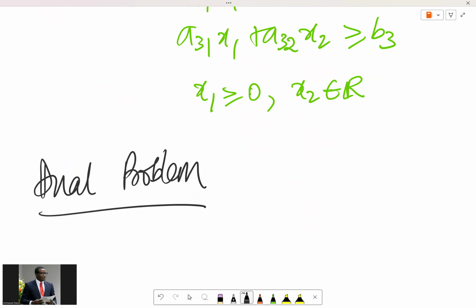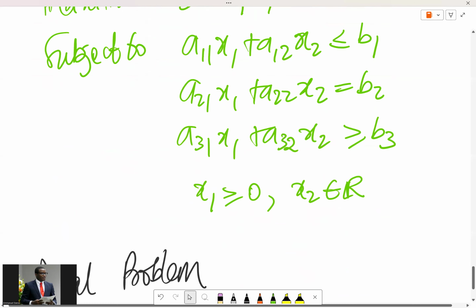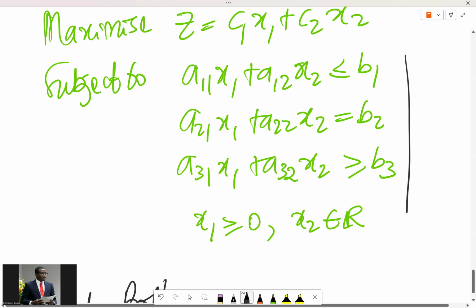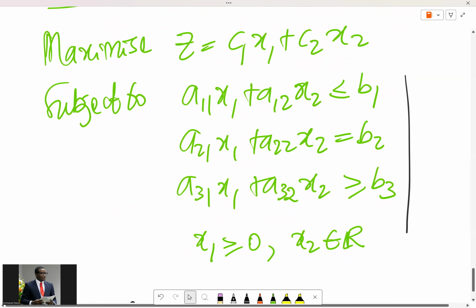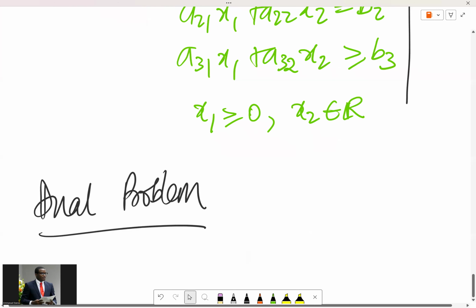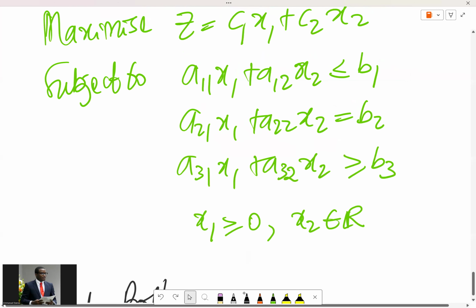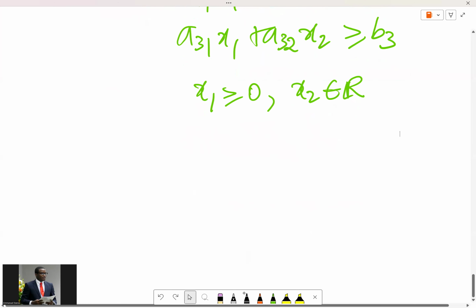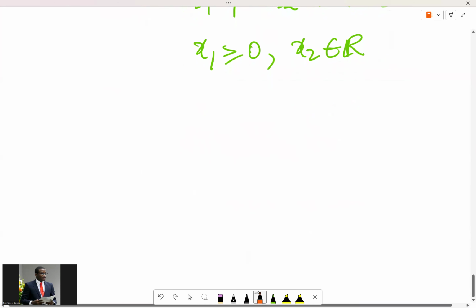Okay. Now, for the dual problem, based on the laws we have, you already know that if you introduce two new variables, because we have three constraints... what do I do now? Before I even do the dual problem, let's look at it this way. Can we summarize what we have here?